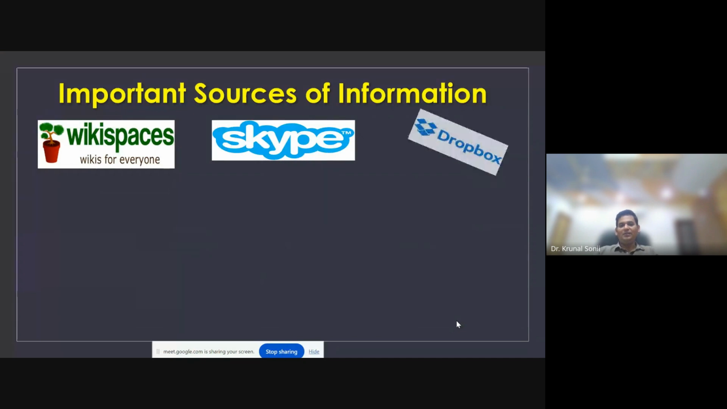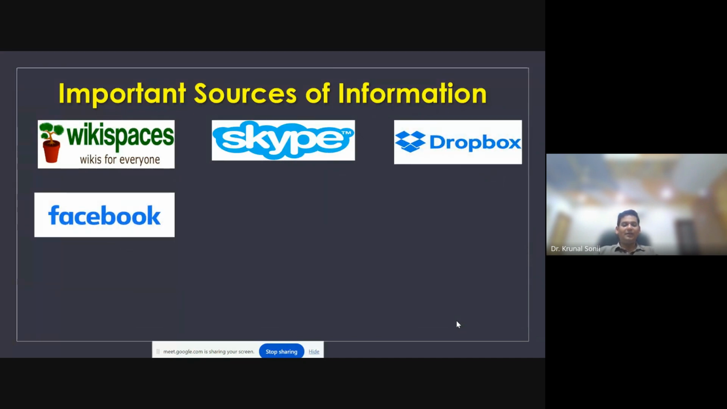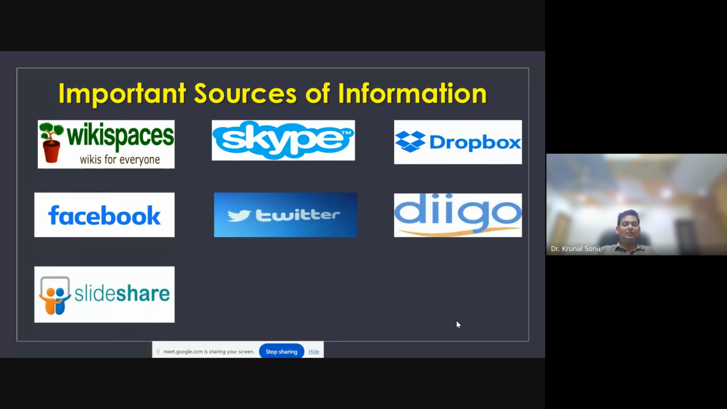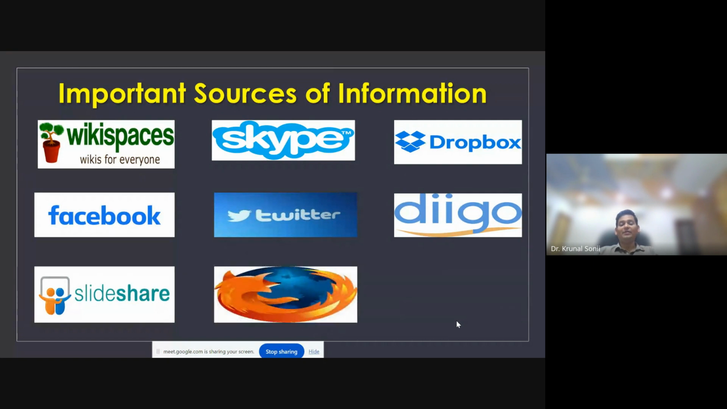Skype, Dropbox, Facebook is a social media. Twitter, again, it's a social media. Digg, SlideShare, we have already discussed. Mozilla Firefox is a search engine, which we can use for multiple searches of the information that we are looking for, right? So Mozilla Firefox is one of the important sources.